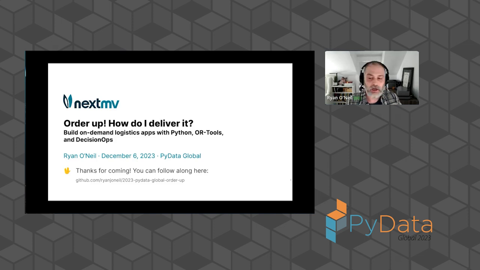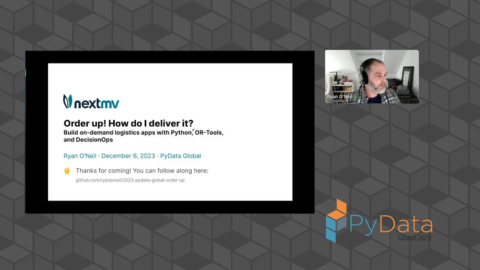If you want to follow along, all the materials for this talk are on that GitHub URL right down at the bottom here. So you can just go to github.com/Ryan J. O'Neill. That's my GitHub username /2023 Python or PyData Global order up. And you can find all of the code that I'm going to run in there. You can also just look at it afterward. But anything that I'm doing here, you should be able to hopefully follow along with.